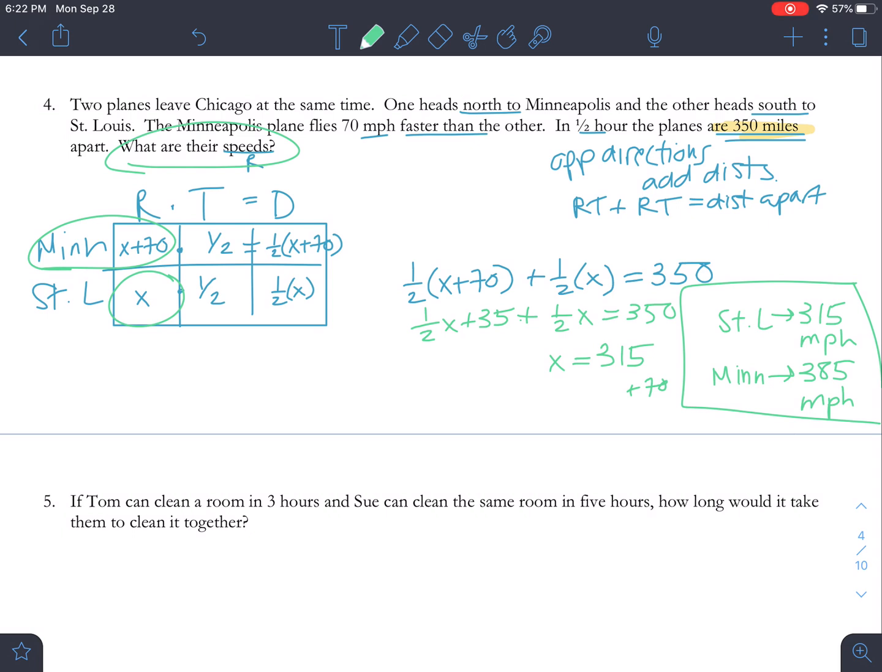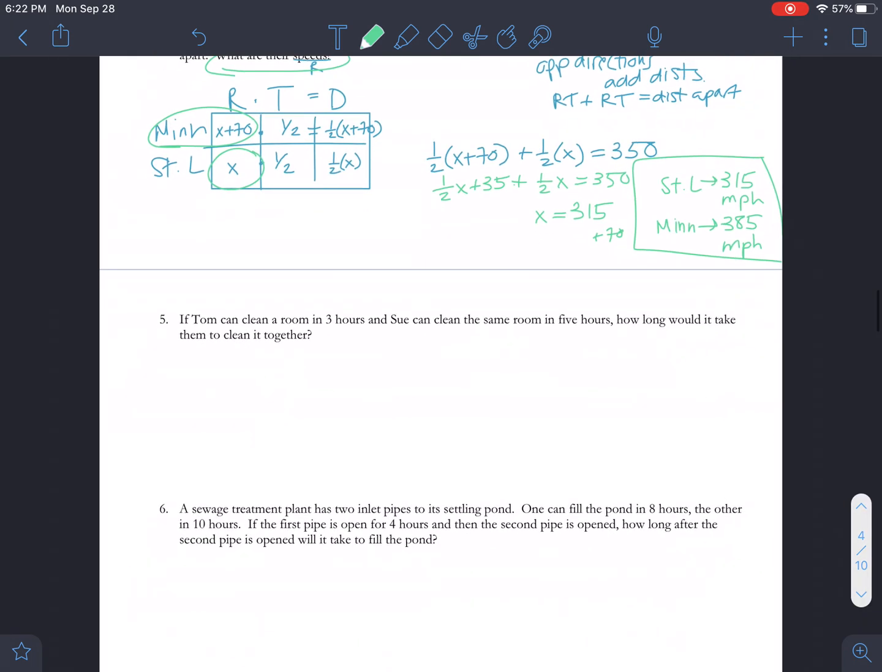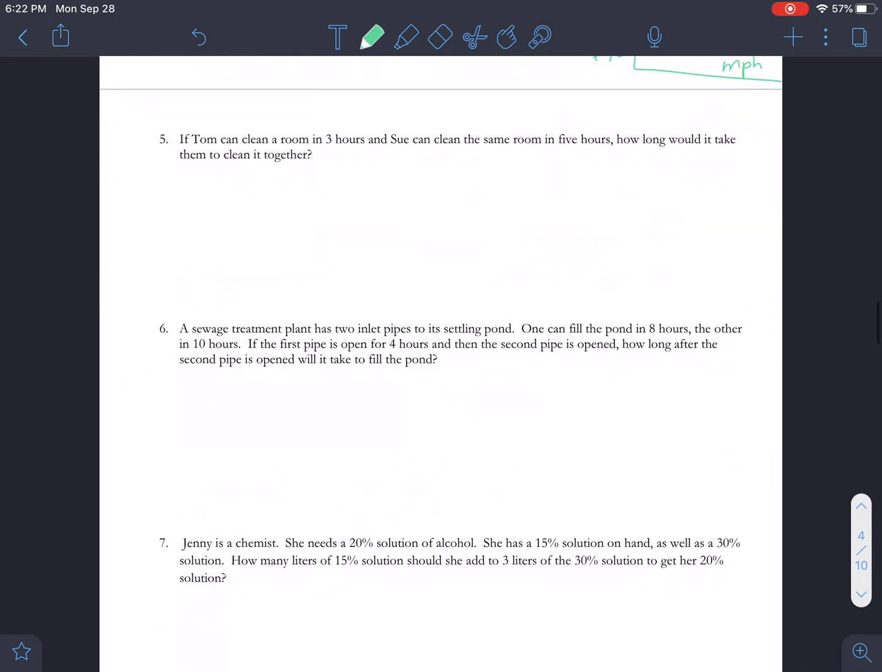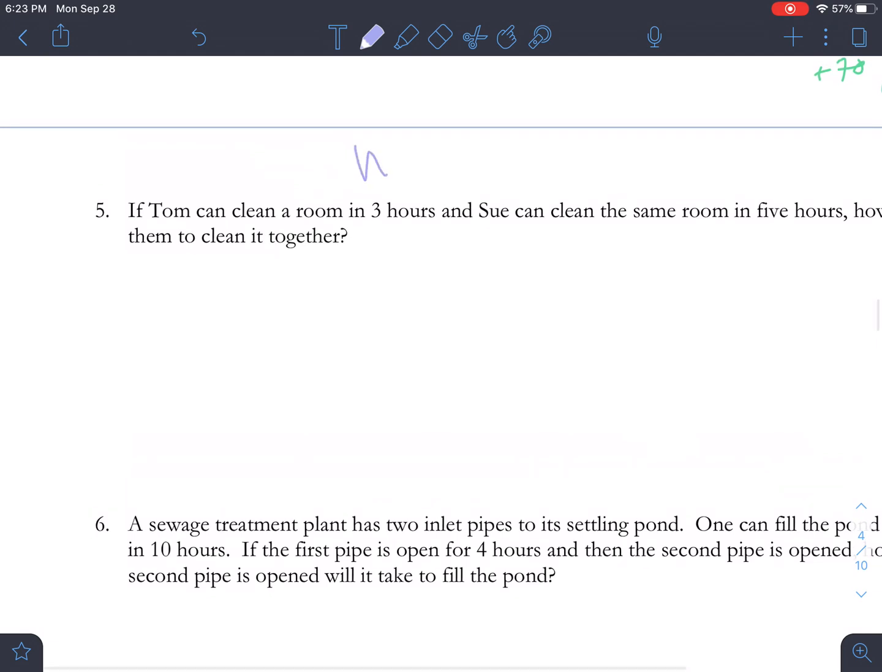Okay, so hold on to those. Again, number 3 is a different distance problem, so I will do that one with you guys in class. So 5 and 6 are very similar, and then we're going to save 7 for class. For 5 and 6, we're going to talk about one more equation that's really important. This one's about cleaning. This one's about inlet pipes or things that are working. Another thing we know is work equals rate times time. So W is for work.